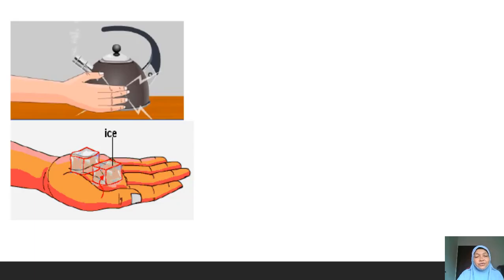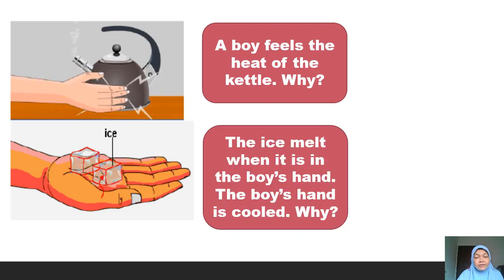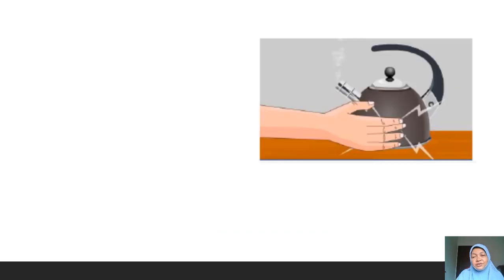Okay, let's look at these two pictures. First, a boy feels the heat of the kettle. Why? Second, the ice melts when it is in the boy's hand. The boy's hand is cool. Why? Okay, so let's answer the question.